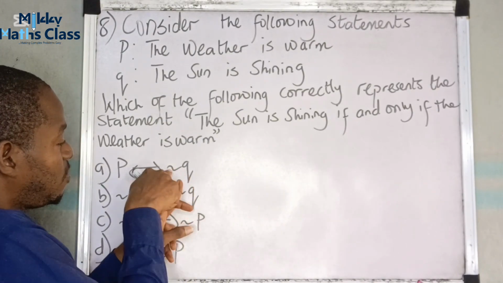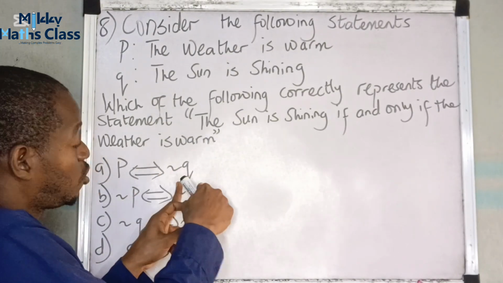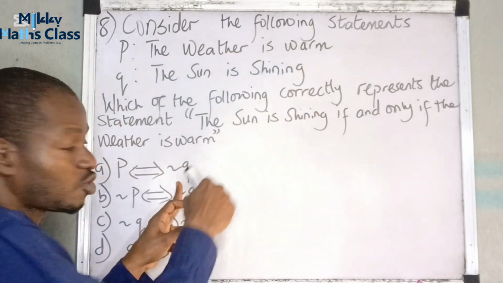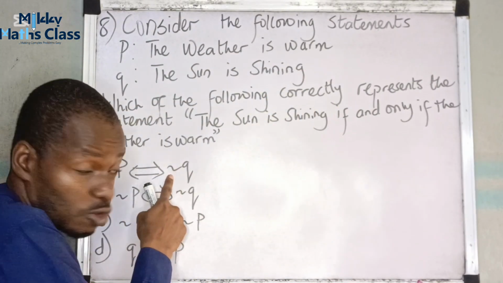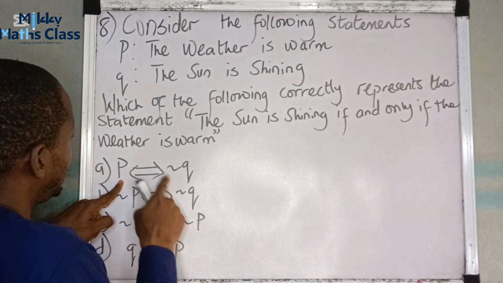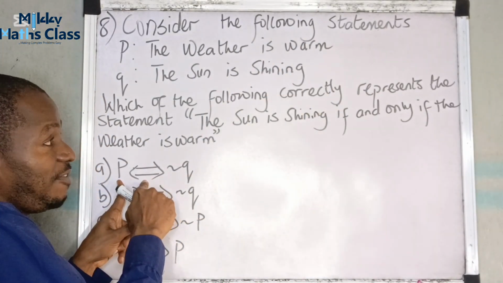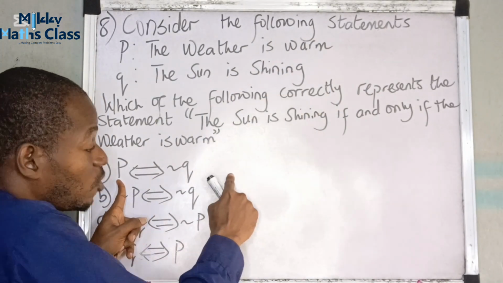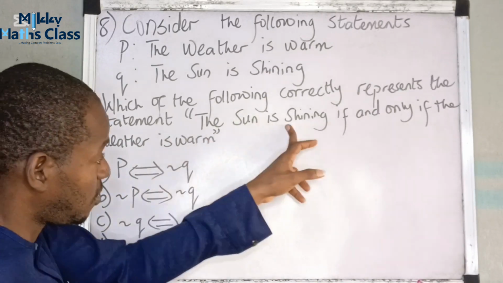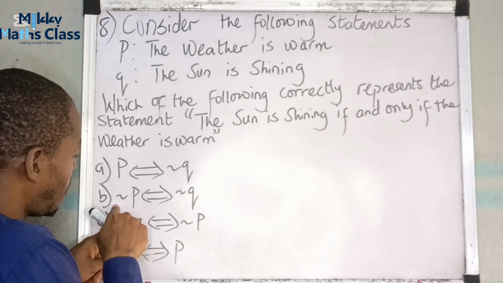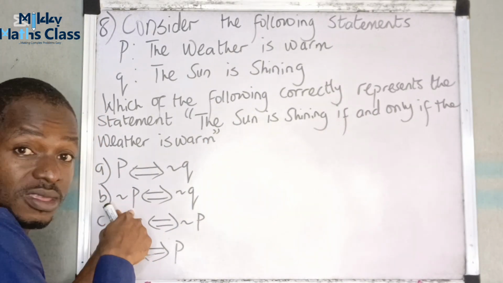This is negation, not Q. That means the sun is not shining. That's the meaning of this. This is the negation sign. So this statement means the weather is warm if and only if the sun is not shining. So that's not what is here. So we discard it.